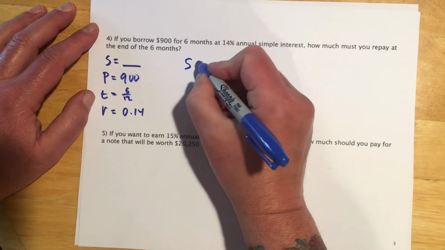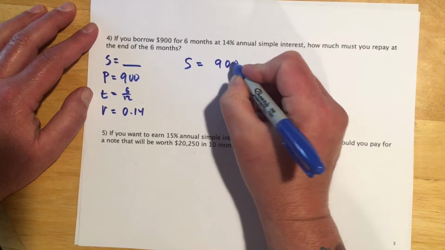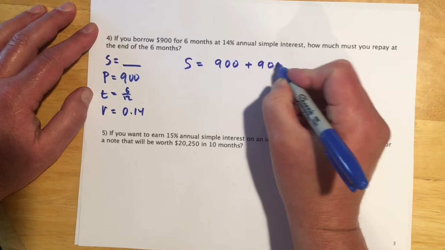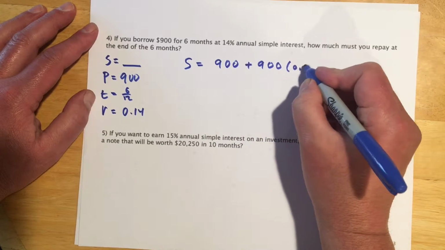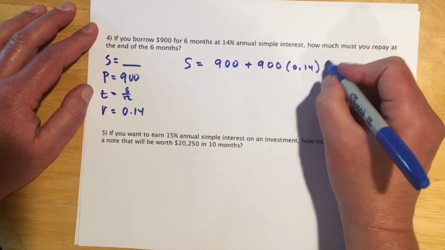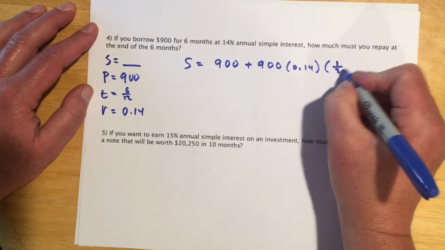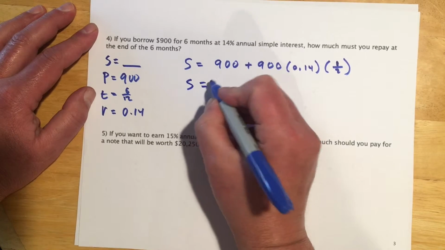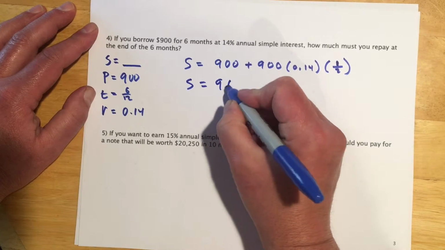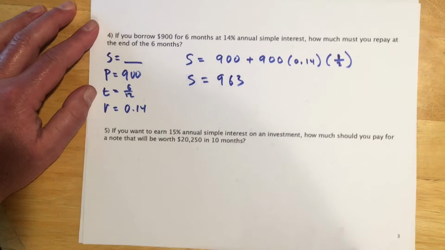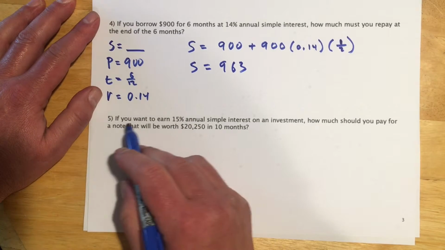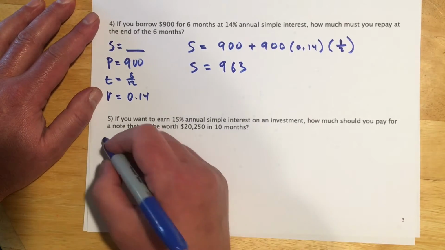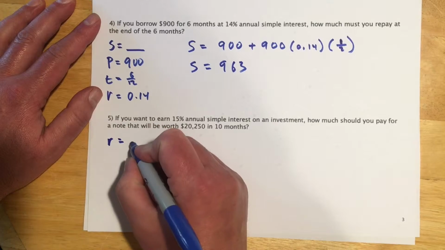And so in this case, we're just looking for S, so it'll be 900 plus 900 times 0.14 times time. Let's call it 1/2. And put all that in the calculator, and I got $963.